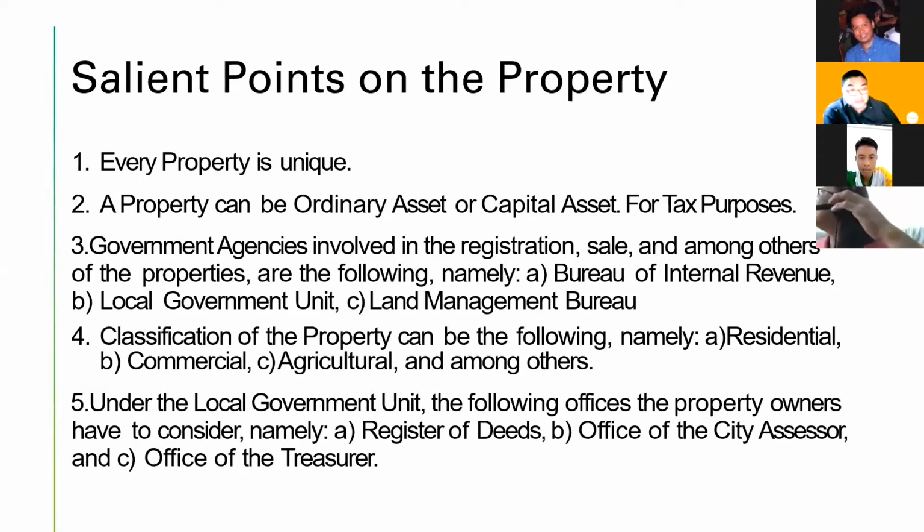Under the local government unit, the following offices the property owners have to consider. The Register of Deeds. The Register of Deeds is the gatekeeper or the holder where all your TCT or CCT are stored. Then the Office of the City Assessor is where your tax declaration is. And the Office of the Treasurer, because you have to pay for the real estate or real property tax. Even in the cancellation of mortgage, you have to pay at the Office of the Treasurer.